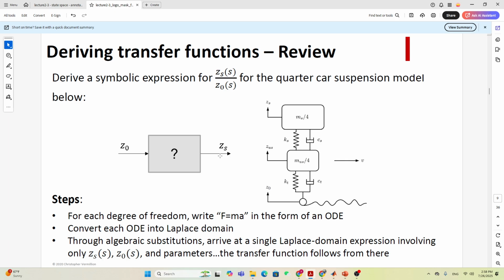So your actual output is Z of S. ZS can be considered as a metric to evaluate the comfortness of the passenger. So right now we are going to derive the equation of motion by using Newton's second law, and from the equation of motion we are going to translate our ordinary differential equations into the Laplace domain.